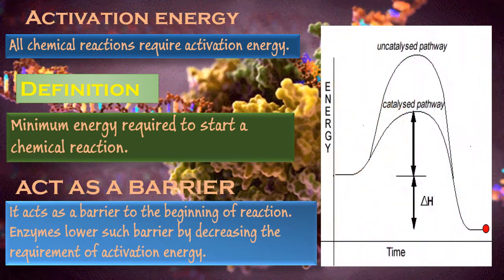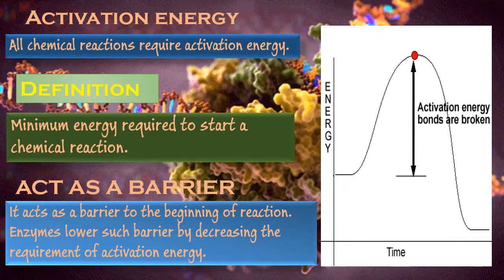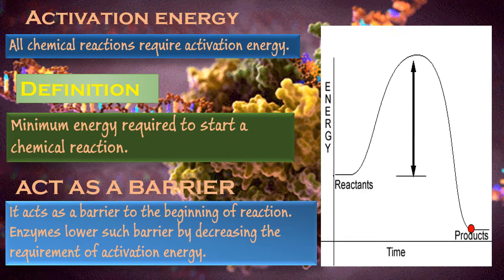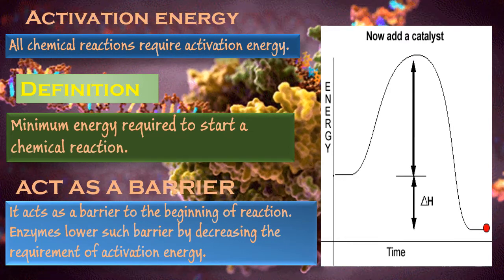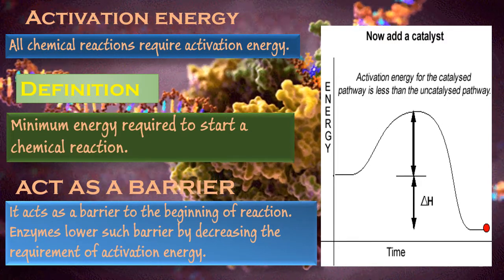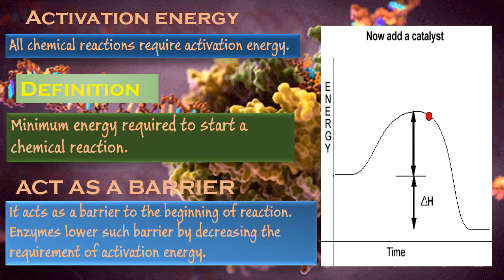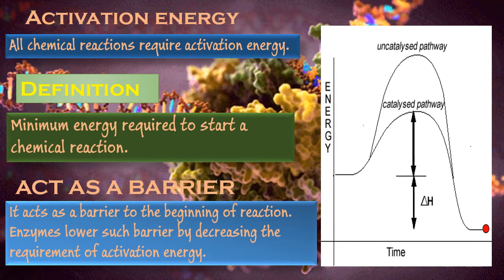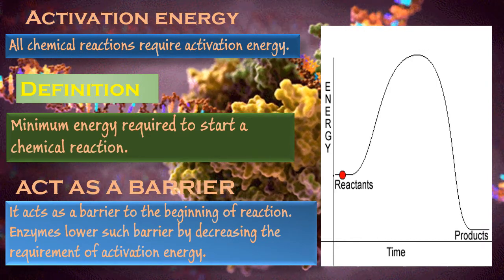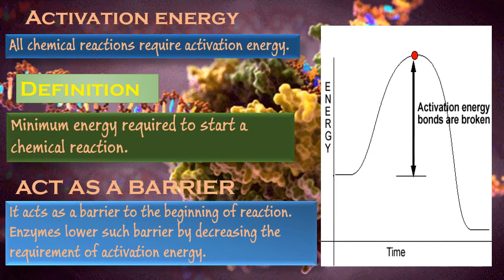Now look at this picture. In this diagram, if we want to convert the reactant into product, the reactant must cross this barrier, and that barrier is the activation energy. The activation energy requires a minimum energy to start that reaction, and that is without enzyme. On the other hand, if the reaction has enzymes, the reactant is converted into the product easily.